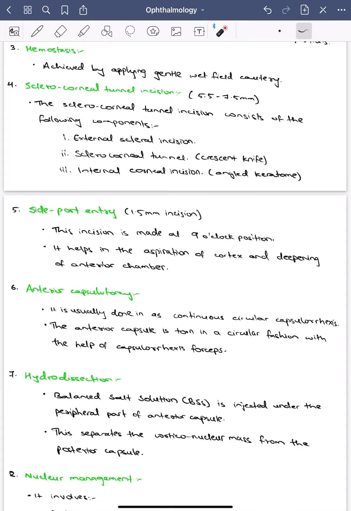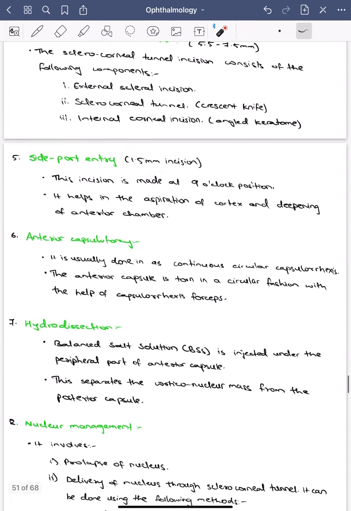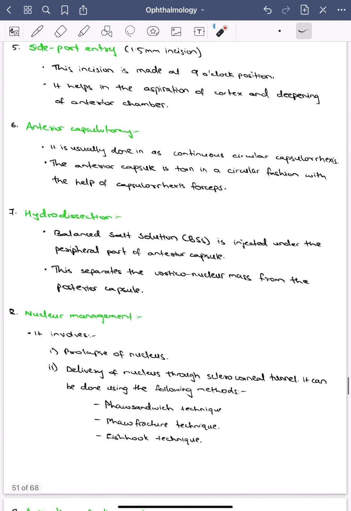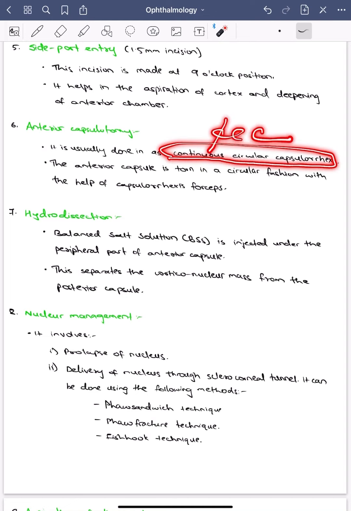Now, the fifth is the side port entry of 1.5 millimeter length. Now, this incision is made at the 9 o'clock position, and it helps in the aspiration of the cortex and deepening of the anterior chamber. So this is the importance of the side port entry, that is aspiration of the cortex and deepening of the anterior chamber. Then we have the anterior capsulotomy, that is the anterior capsule is slowly removed. Now, there are various techniques, and the most commonly used is the continuous circular capsulorhexis or CCC, continuous circular capsulorhexis.